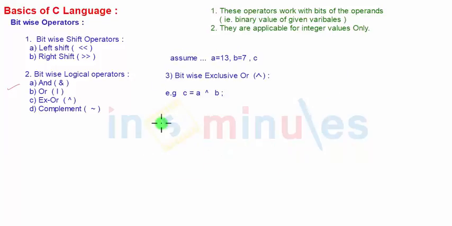The next step we'll see is bitwise exclusive OR. It is written as the circumflex symbol. Again, the statement will be similar to this: C equal to A XOR B. Now what does the XOR or exclusive OR operation do? If the bits are same, then exclusive OR returns the answer as 0. If the bits are different, then the answer is 1.